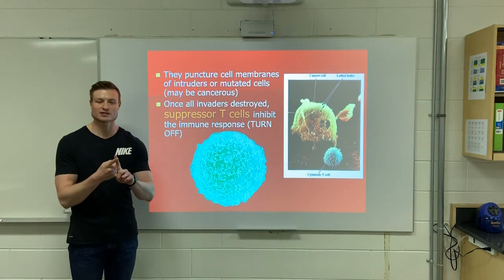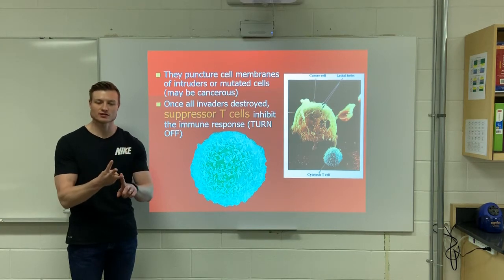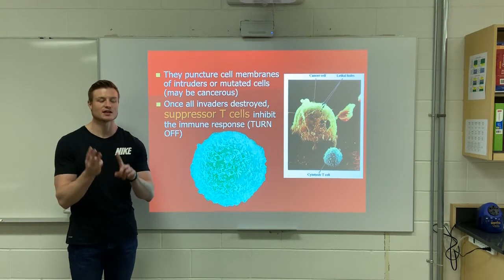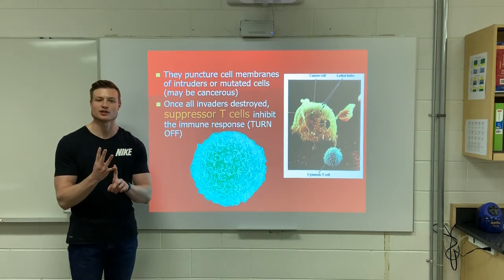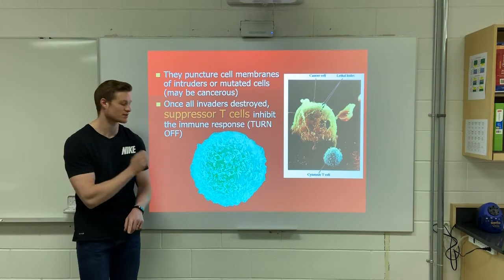So we have our helper T cells signaling, we have our B cells making antibodies, we have our killer T cells destroying infected or dangerous cancerous cells, and then we have our suppressor T cells turning off the immune response. We have one more cell to talk about.